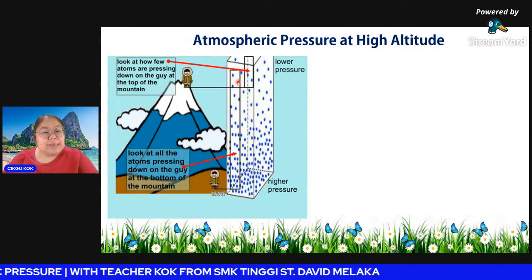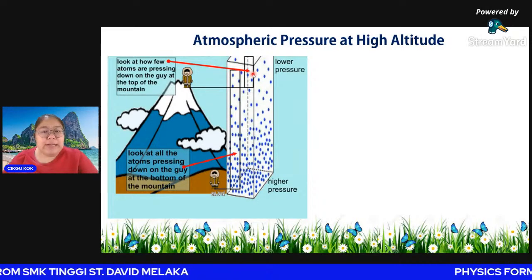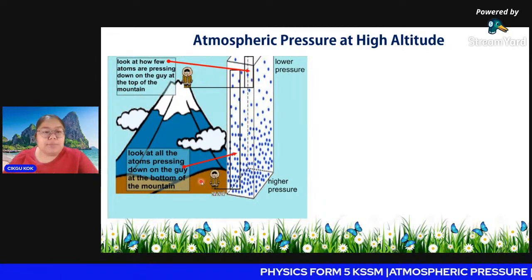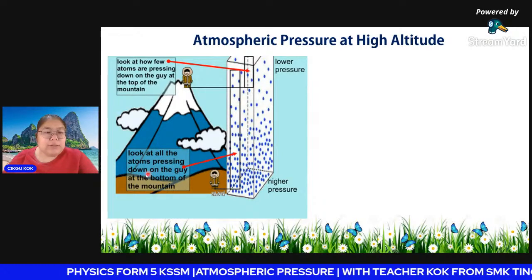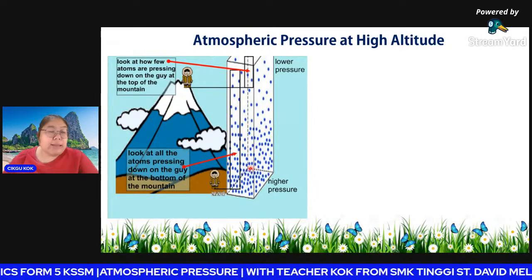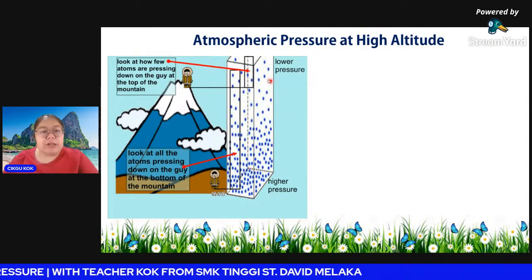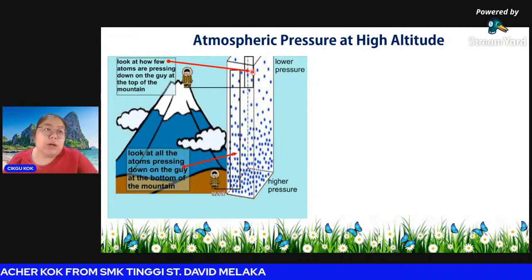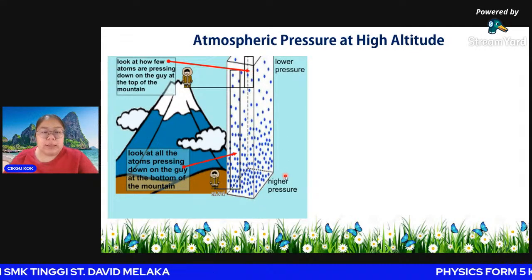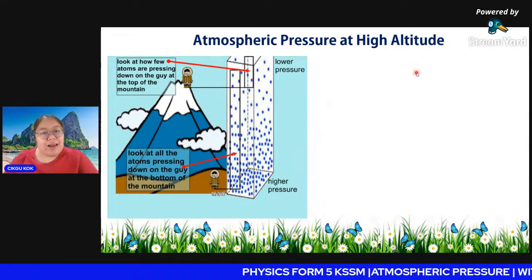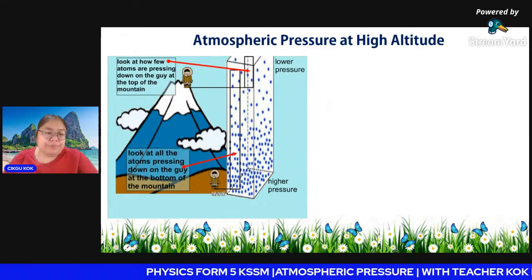I think in the last slide, you see the amount of atmospheric pressure, the molecules become fewer, then they act less as well. But at the base of the mountain, look at the atoms pressing down. We have so many atoms pressing down on the guy. So that means atmospheric pressure at the top of the mountain should be lower compared to the bottom of the mountain. So this one is about what happens to atmospheric pressure at high altitude.